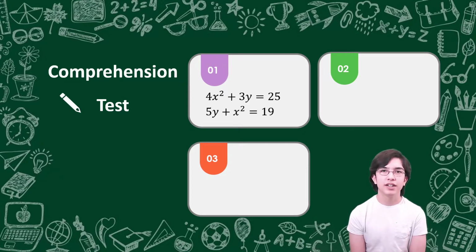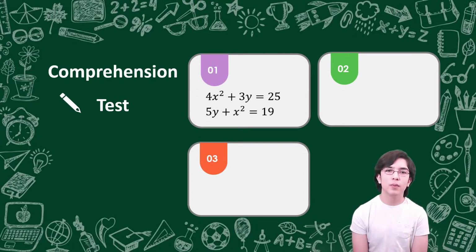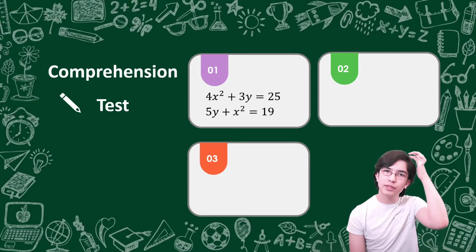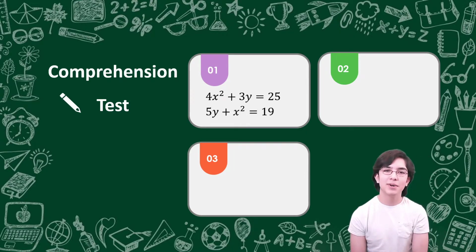Time for a comprehension test to check if you've learned what I've said to you. So, question 1. Find x and y, where 4x squared plus 3y equals 25, and 5y plus x squared equals 19.